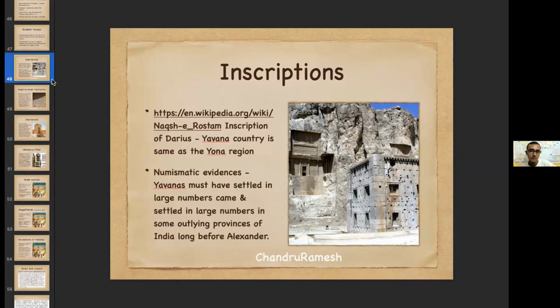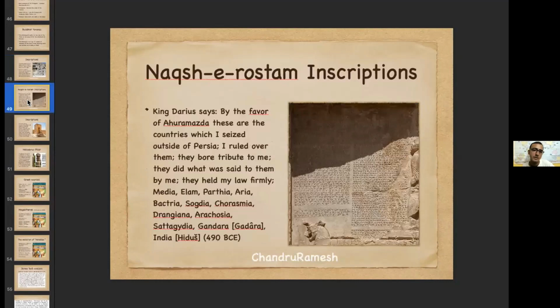So now we have evidence also for the Yavanas. This is a famous inscription in modern day Iran, the Naqsh-e Rostam inscription of King Darius. King Darius was ruling the Yavana region, which was known as Yona during those times. So we also have the numismatic evidence. Numismatics means coins, coin evidence, which also speaks of the Yavanas as Yauna or Yona, etc. So what is this Naqsh-e Rostam inscription?